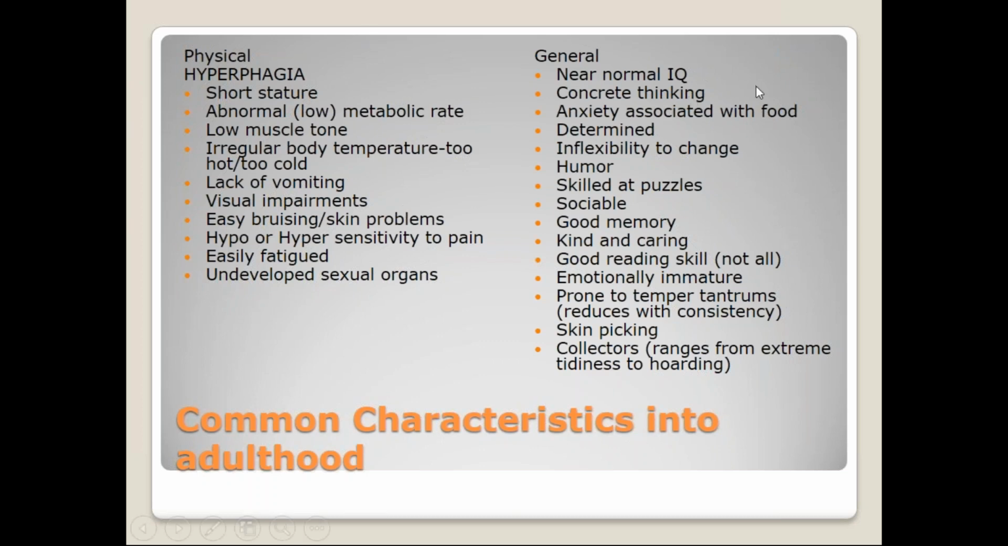Here are some general characteristics that don't have as much to do with the body, but the person is usually close to or near normal IQ. People with Prader-Willi syndrome often are concrete thinkers, determined, and there's always a form of anxiety associated with food. And that's how we'll get into the food security in a little bit. Inflexibility to change, which is a lot of us, but also usually has a good sense of humor.